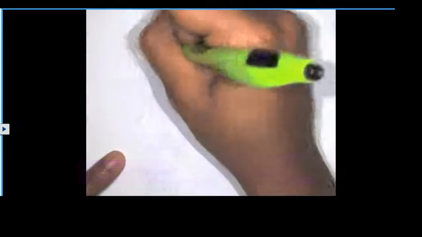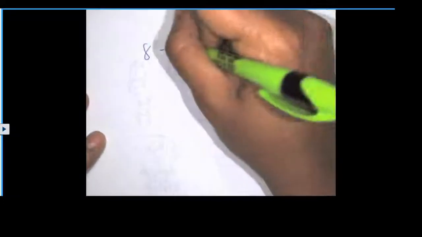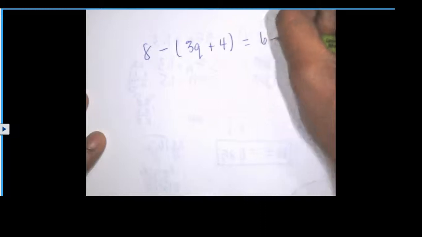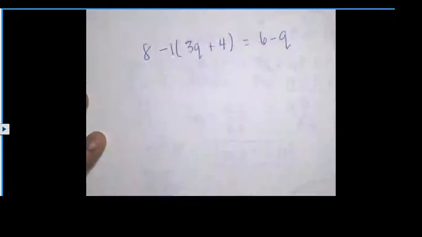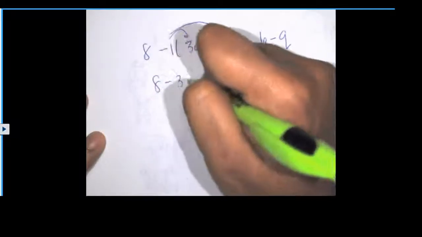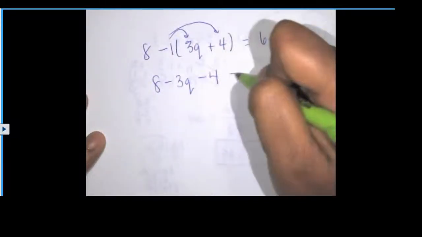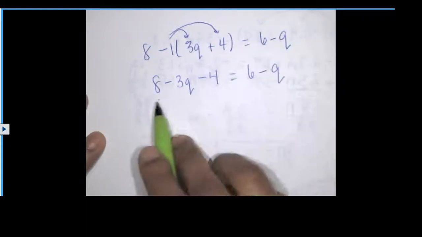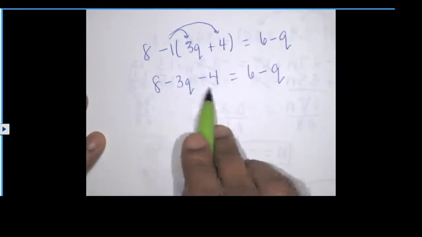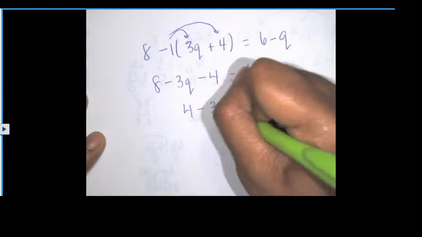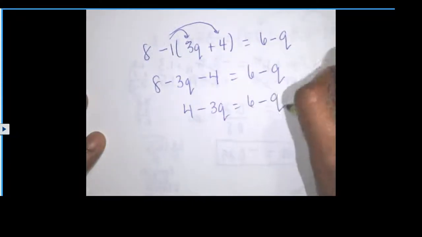So I have 8 minus 3q plus 4 equals 6 minus q. So there's a negative 1 here. Do the distributive property, and I have 8 minus 3q minus 4, equals 6 minus q. And I'll combine like terms. This is going to be a positive 4 minus 3q equals 6 minus q.